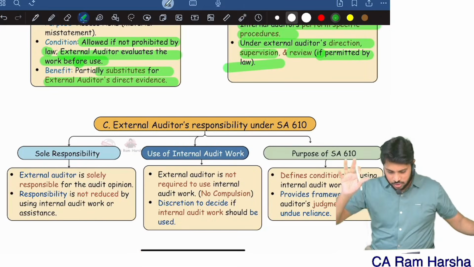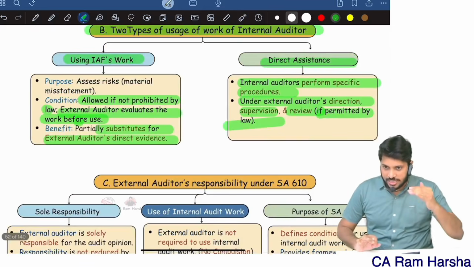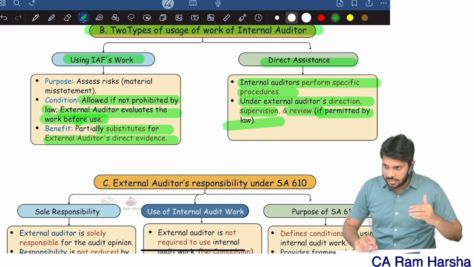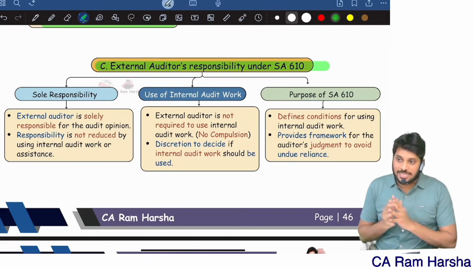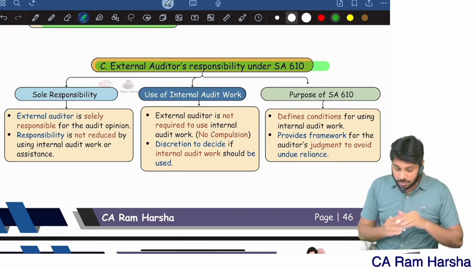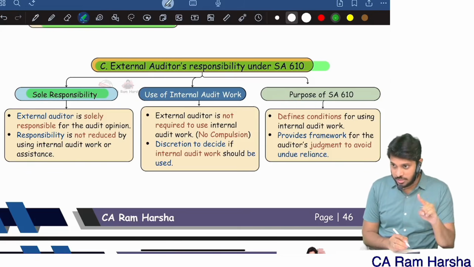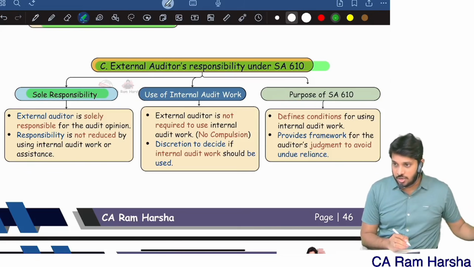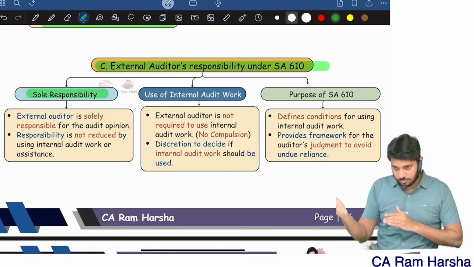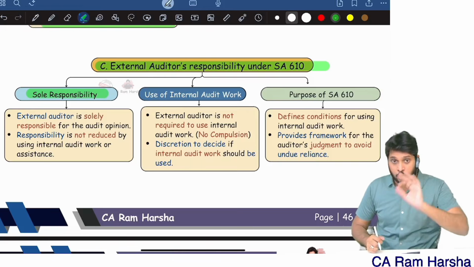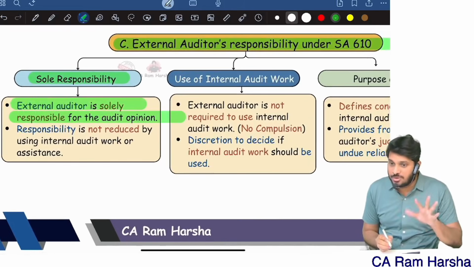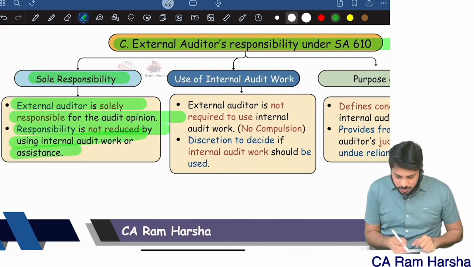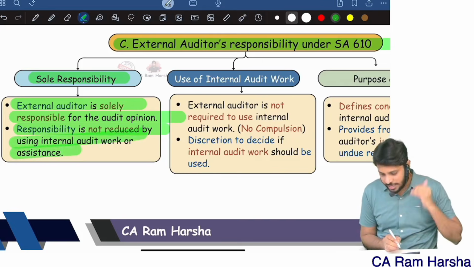So we understood there are two types of work. Type 1, where you will use the work of the internal auditor. Type 2, direct assistance. Now, what is your responsibility as per this standard? See, you can use the work of the internal auditor, but you only have ultimate responsibility. Just because you are using the work of the internal auditor, you cannot blame him later on. If tomorrow something goes wrong, you only have to answer primarily. Next, the external auditor is solely responsible for the opinion. This responsibility does not reduce by using the work of the internal auditor.